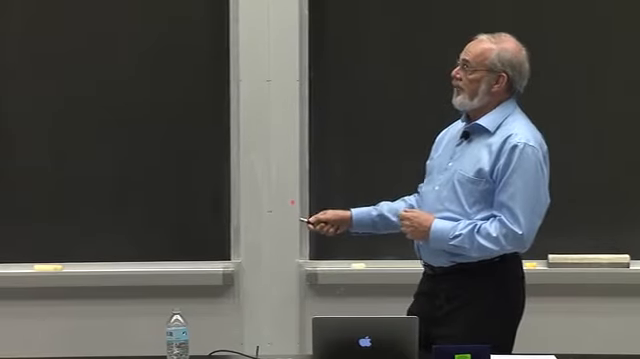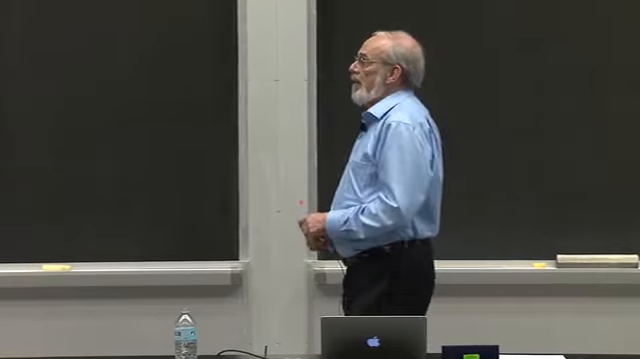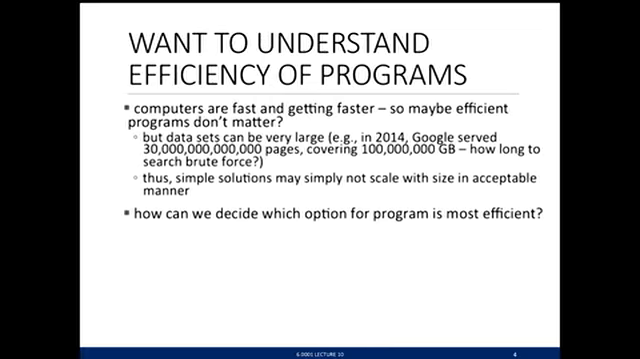I just pulled this off of Google, of course. In 2014, I don't have more recent numbers, Google served, I think I have that number right, 30 trillion pages on the web. It's either 30 trillion or 30 quadrillion. I can't count that many zeros there. It covered 100 million gigabytes of data.